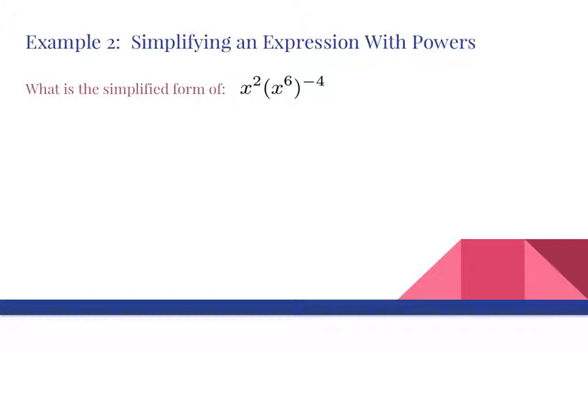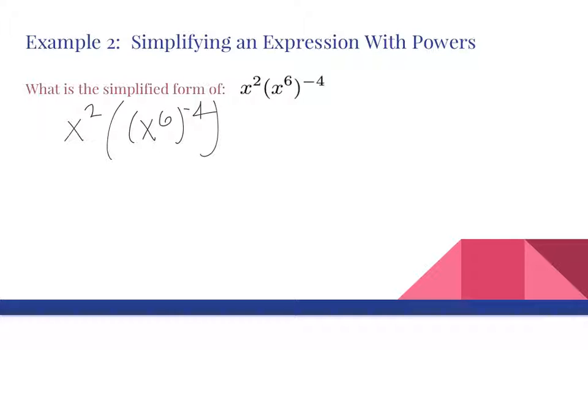Example 2, simplifying an expression with powers. What is the simplified form of x squared times x to the 6th raised to the -4th? So what we want to do here is divide and conquer. We want to focus our attention on the part of this expression that needs the most work. So not the x squared, but in parentheses x to the 6th raised to the -4.